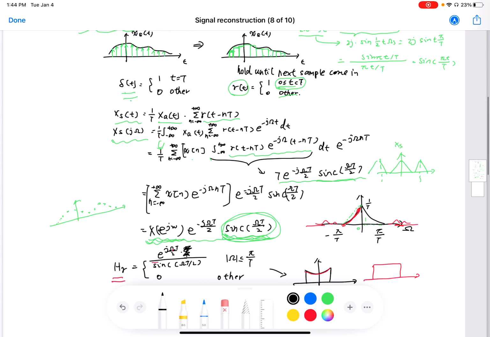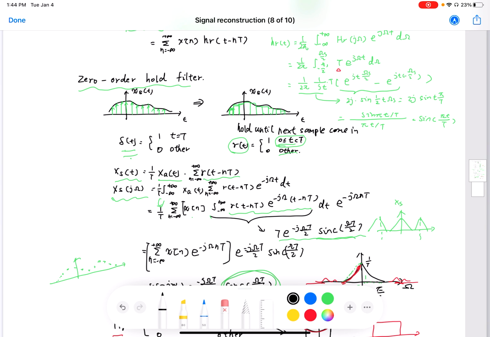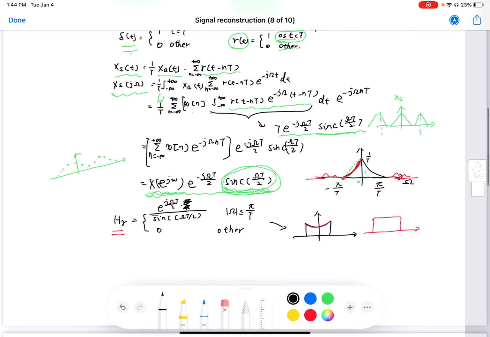So when we use the zero order hold filter for sampling, when we do reconstruction, we don't use the rectangle low pass filter. We use this filter.